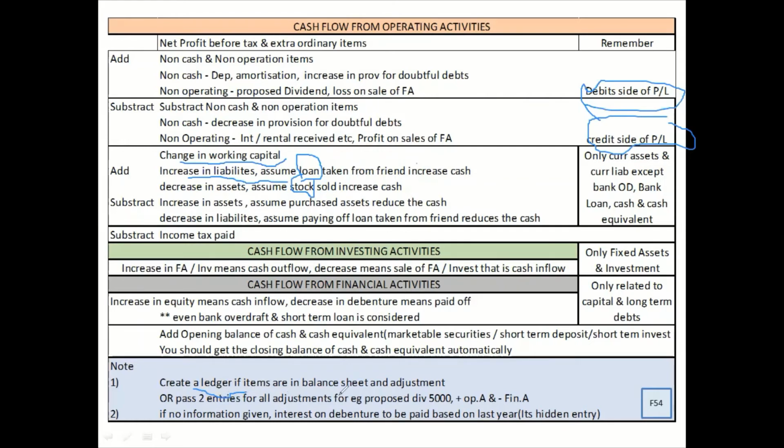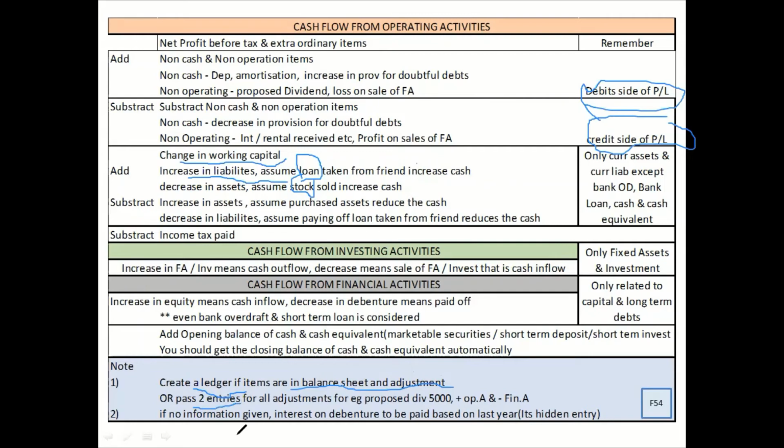If the item is in the balance sheet as well as in the adjustment. But let's say there is a proposed dividend given, but that item is not there in the balance sheet. In such a case, what are you supposed to do? You're supposed to give two entries.